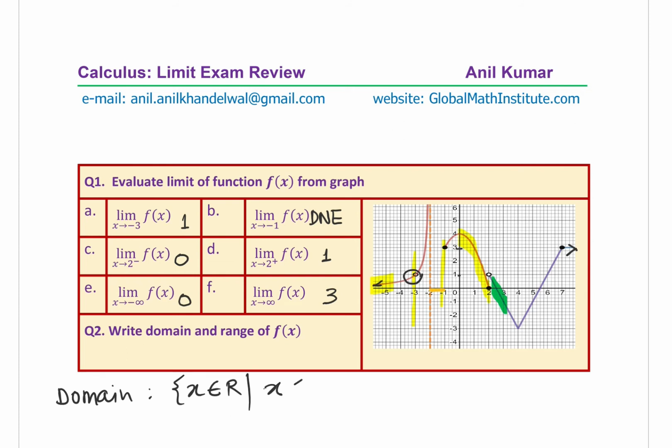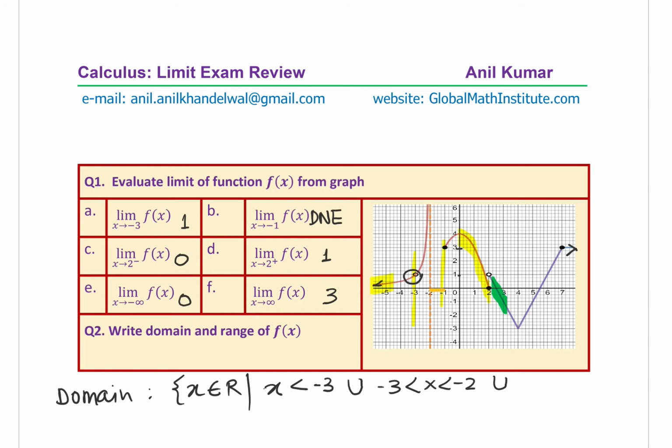X is less than minus 3. So you have taken this portion, which is on the left side of minus 3. So that is included in the domain. And then union, you are going from minus 3 to minus 2. Both are not included. So minus 3 to minus 2, correct?